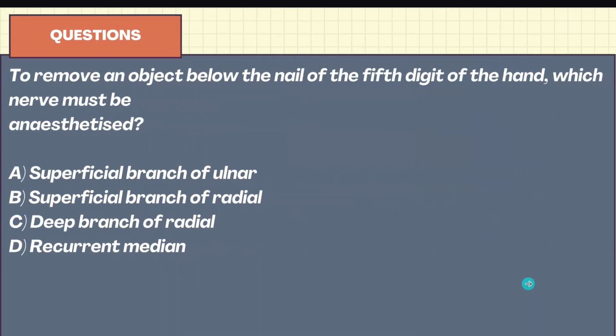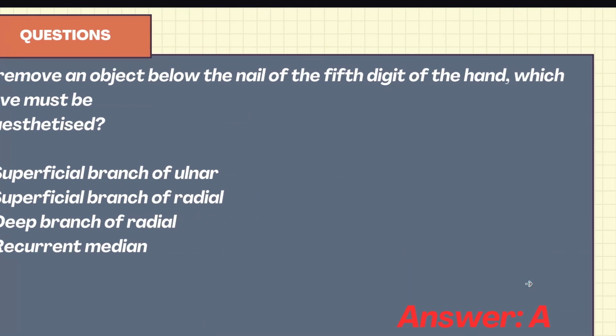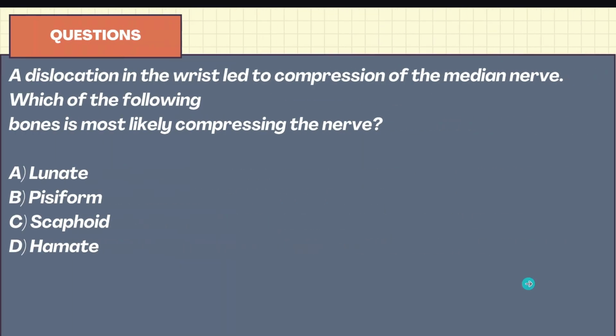To remove an object below the nail of the 5th digit, which branch of the ulnar nerve is it going to be? It's going to be the superficial branch of the ulnar nerve. Dislocation in the wrist led to compression of the median nerve. Which of the following bones is most likely compressing the nerve? We know in carpal tunnel syndrome, dislocation of which carpal bone is going to cause it? It's going to be the lunate bone.